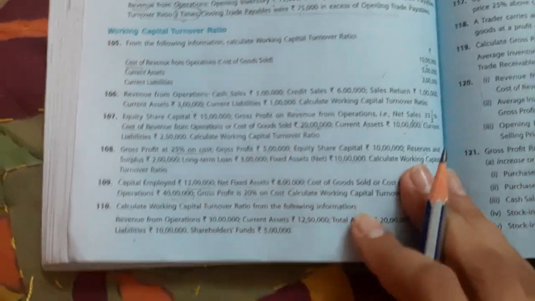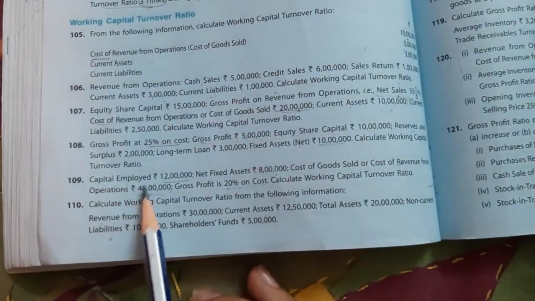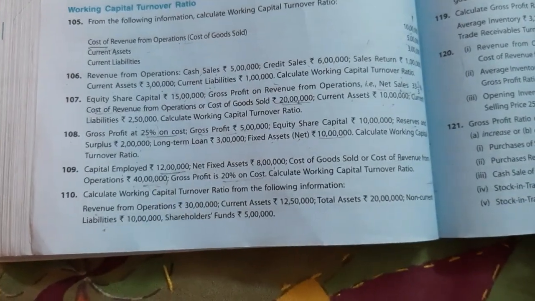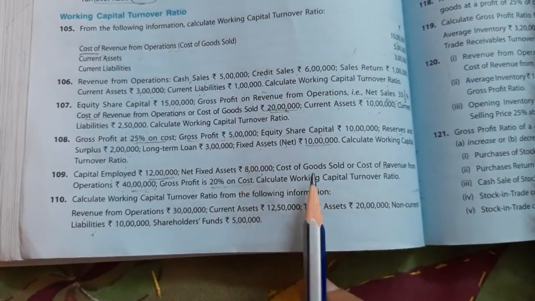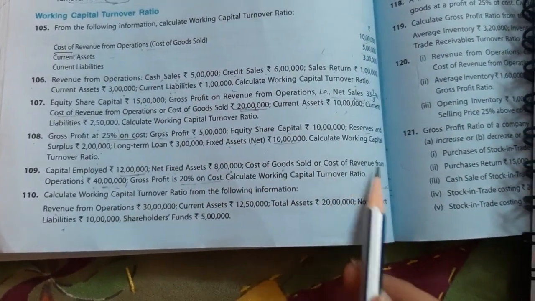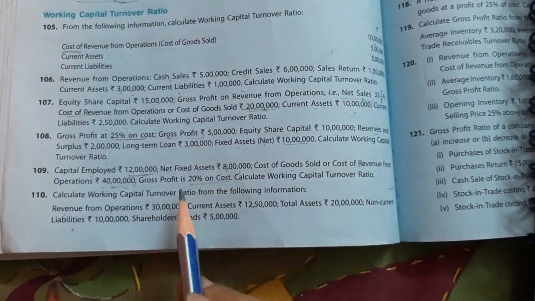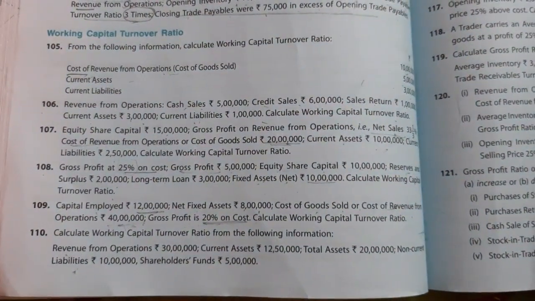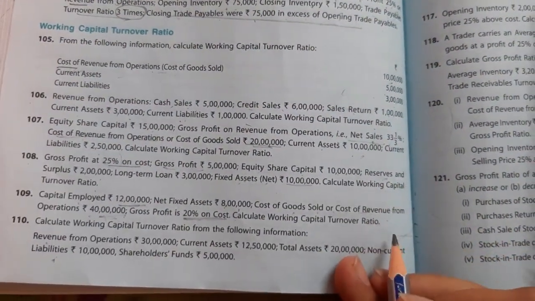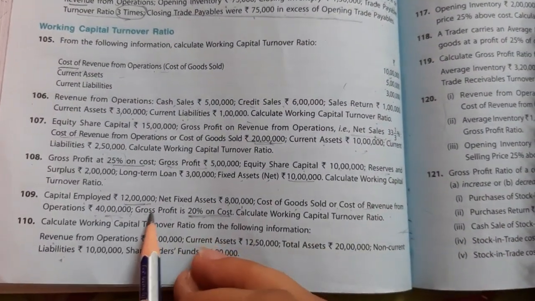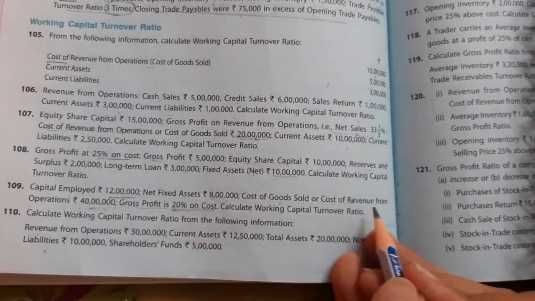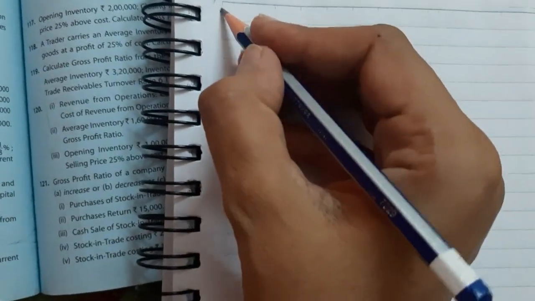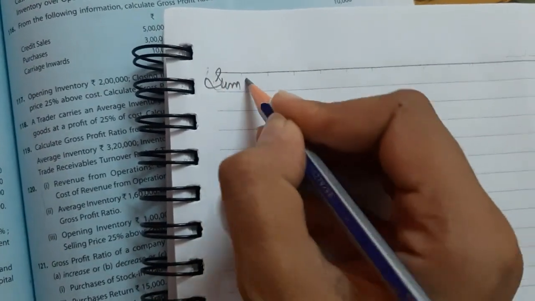What next question is saying to us, that is 109. See, capital employed is given to us as 12 lakh, net fixed assets is 8 lakh, cost of goods sold or cost of revenue from operation is 40 lakh and gross profit is 20% of cost. Calculate working capital turnover. So finding out sales is very much easy. How can we find sales? You are given gross profit is 20% on cost and cost is already given to you. So you can easily find out gross profit.